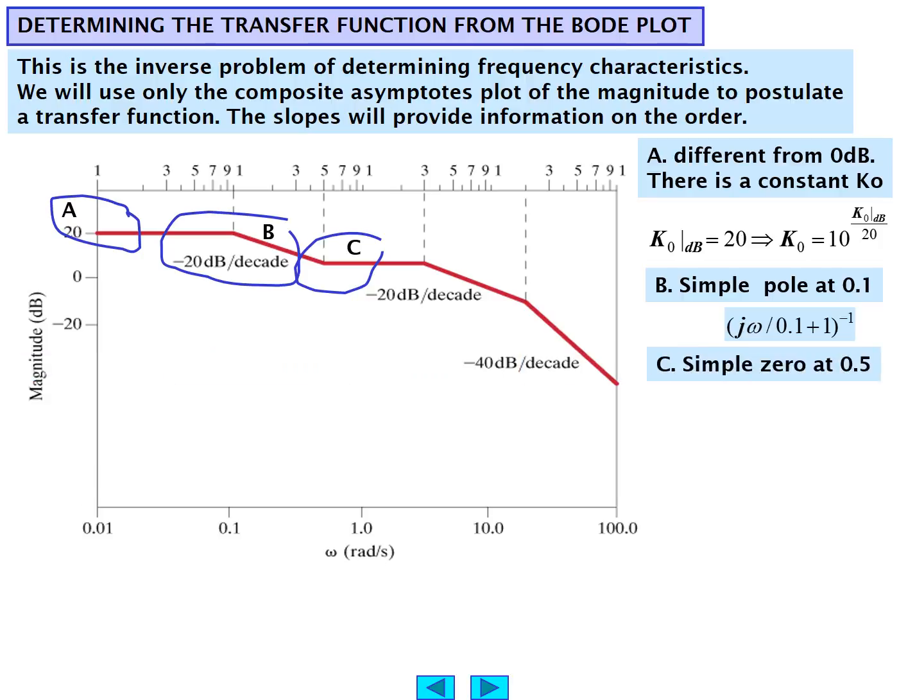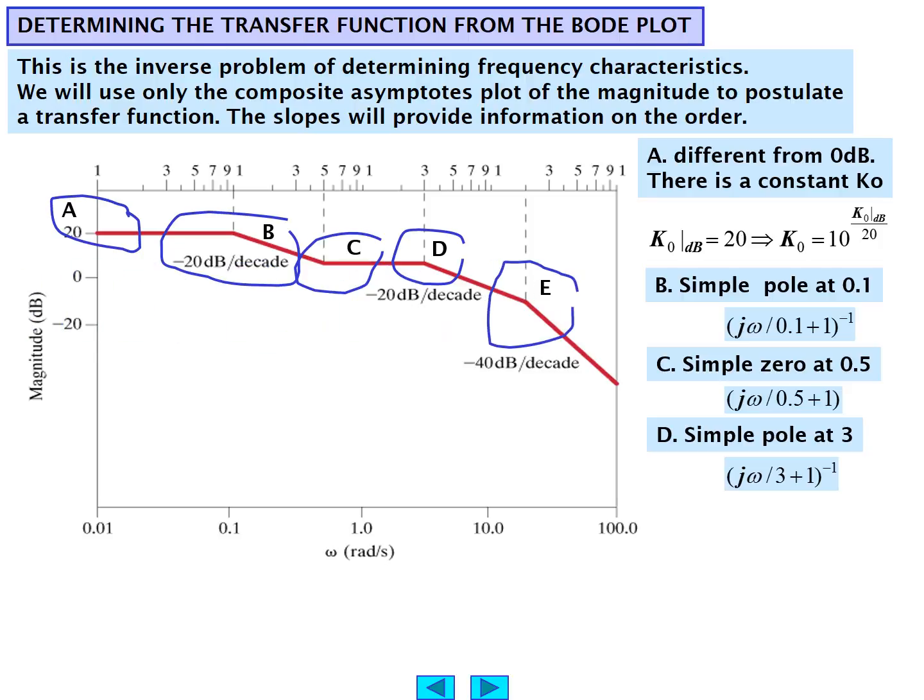At C, we know something happens, and we know that there must be a simple 0 at that location to cancel the pole so that it now becomes an asymptotically flat response. And therefore, j omega divided by 0.5, because we'll assume it's 0.5 radians where the break occurs, plus 1 in standard form. At point D, there's another break, 20 dB per decade, so that's a simple pole then at 3. j omega divided by 3 plus 1 inverse, that's a pole.